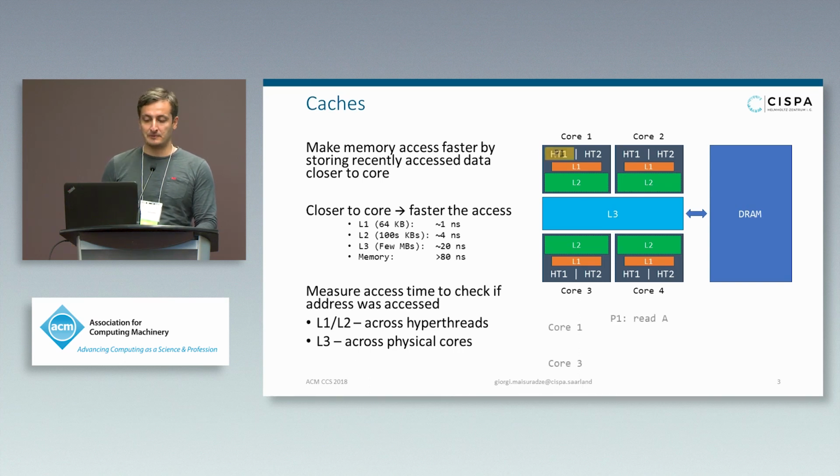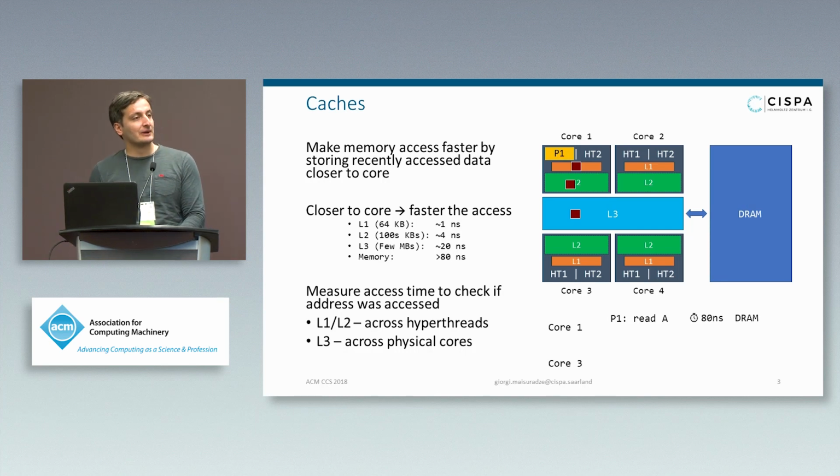If, for example, we have process 1 that reads data at address A, the first time the access is made, it cannot be found in the caches. Therefore, it has to be fetched from memory, and on the way back, it is also stored into the caches. This means that the next time P1 accesses the same data, it will be much faster, for example, 4 cycles instead of a few hundred.